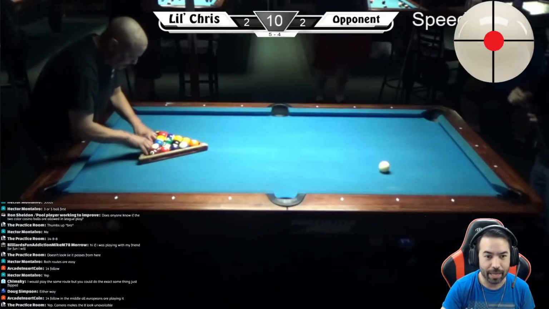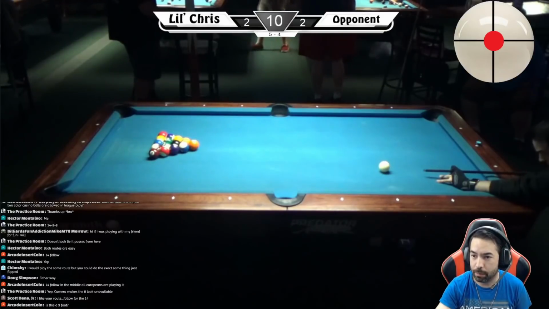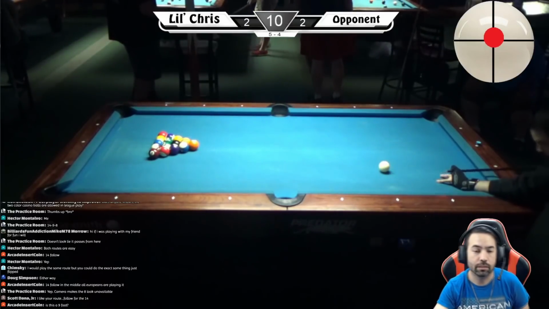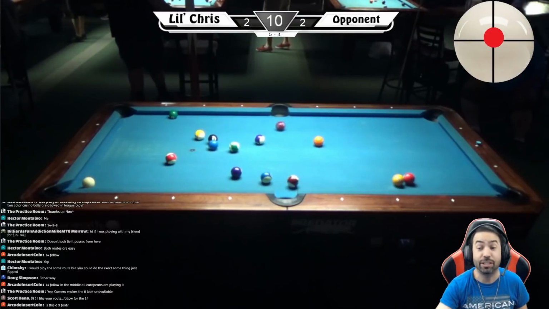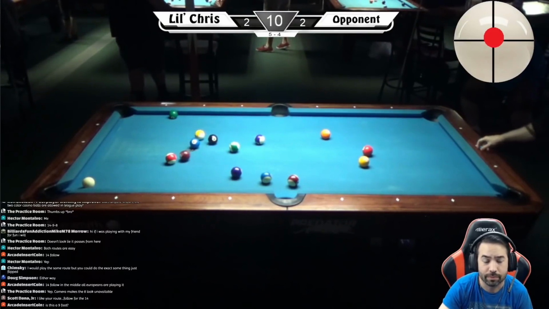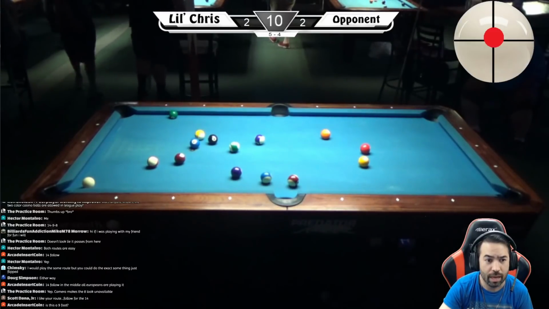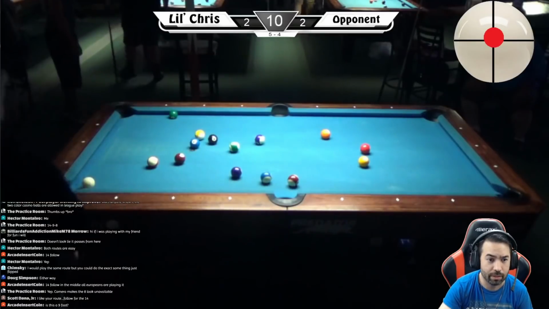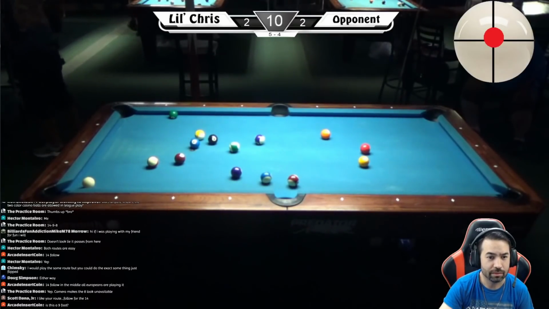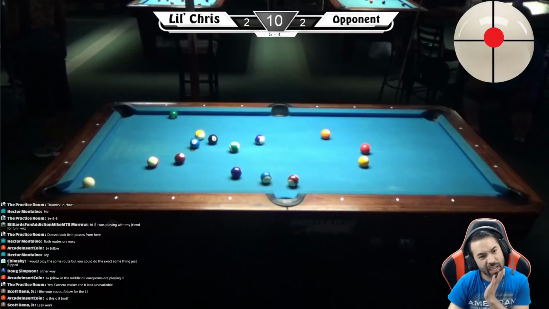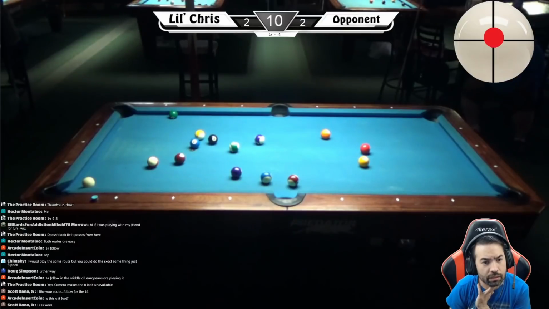All right, let's get past this. All right, here we go. So this is my break. A little bit of topspin. I lose control of the cue ball as I hit too much on the left side, but I do at least make a ball. So, that means what? I'm stripes? Do I even have a shot? I don't even think I have a shot. What do I do here?